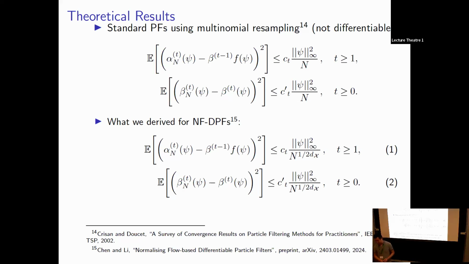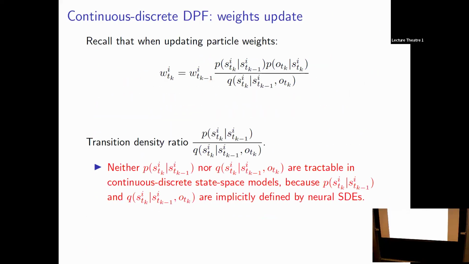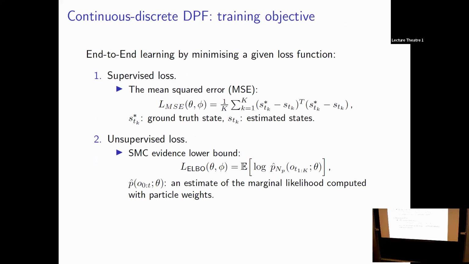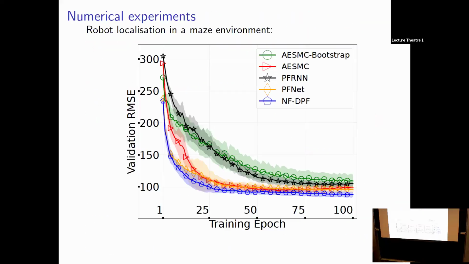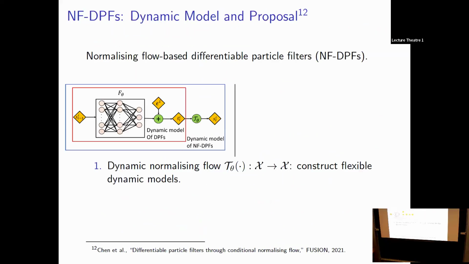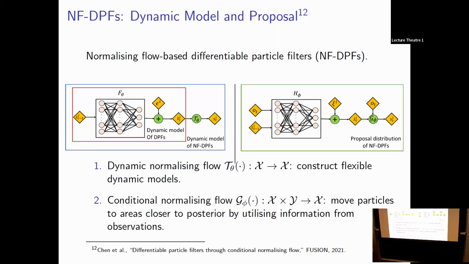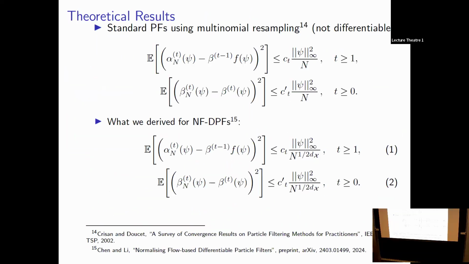I'm not going to go through all of them. There's some nitty-gritty detail there to sort out. So basically the improvement is from 1 over 8 dx to 1 over 2 dx.